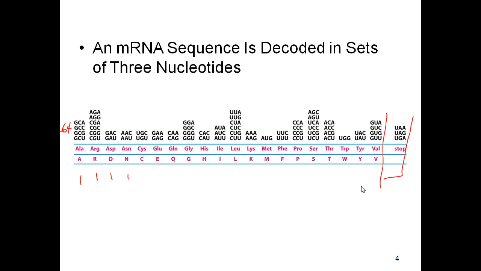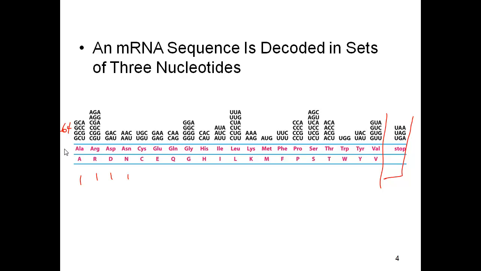I'll just mention for your information that these 3 stop codons have special names. Sometimes you'll see it in the literature. They're called amber, ochre, and opal. I don't know which is which, and you don't need to know that either. All you need to know is that there are 3 stop codons.